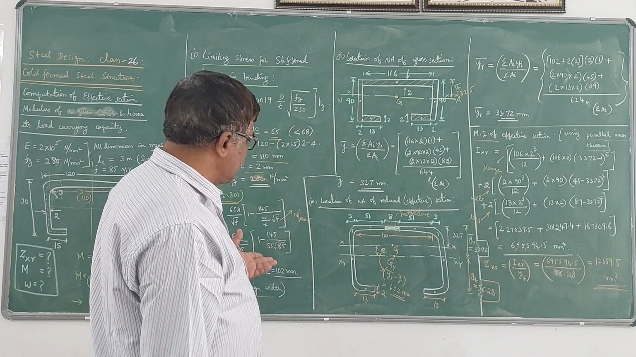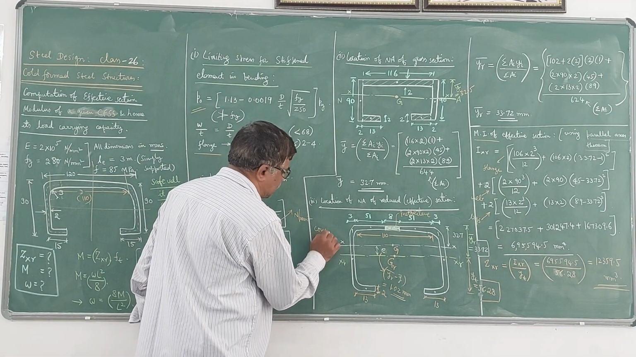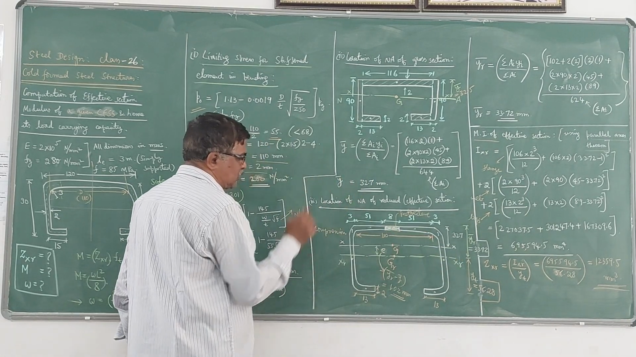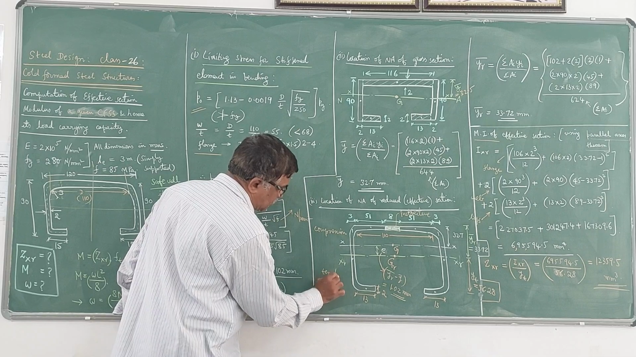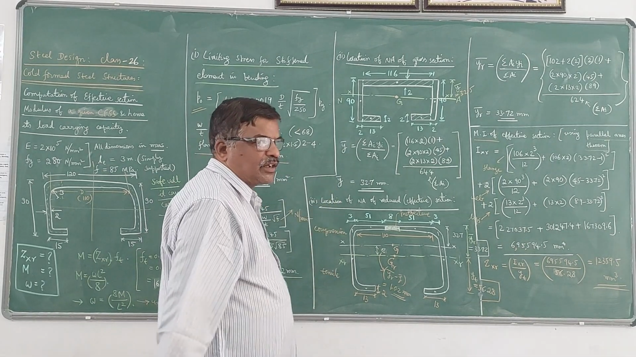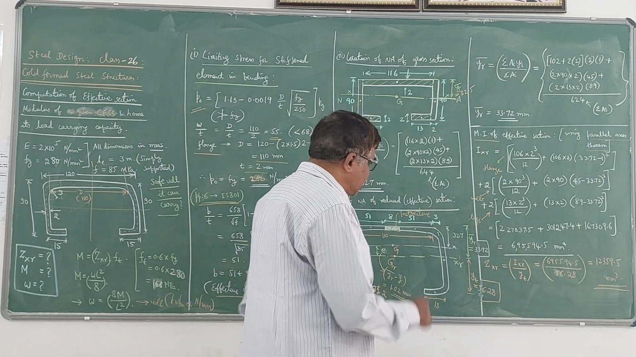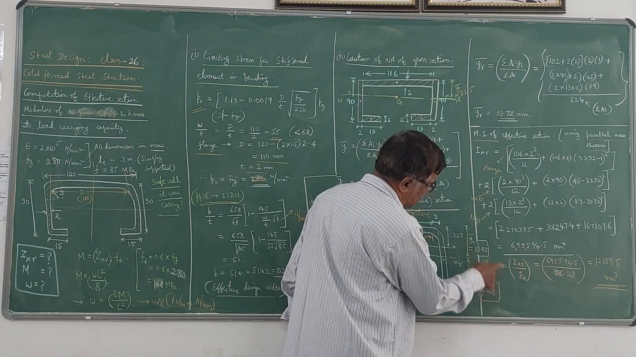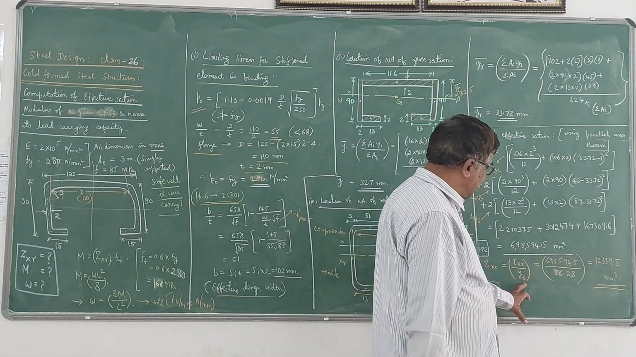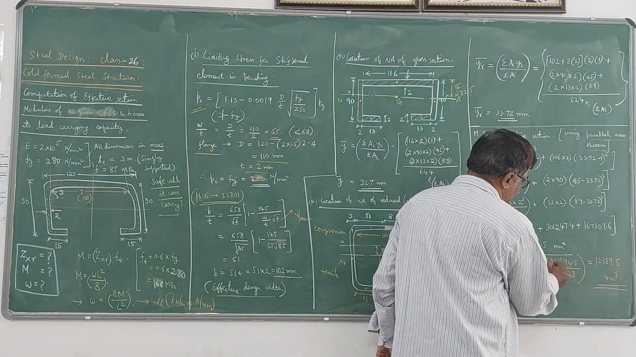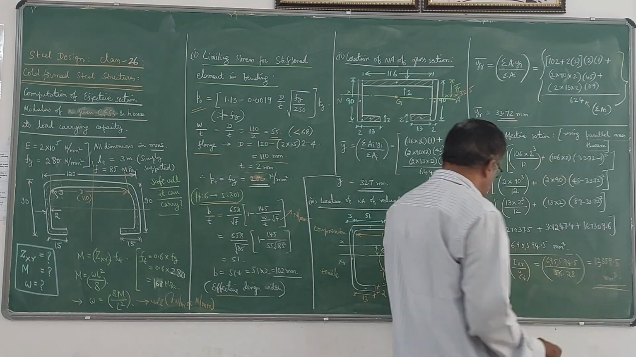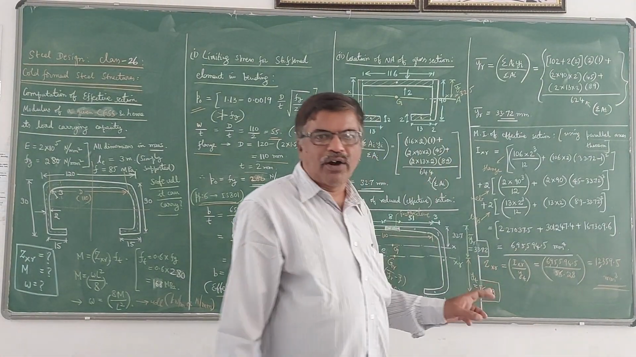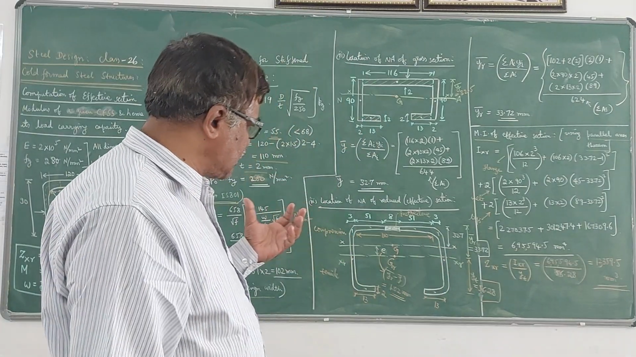Now once you get IXR, you divide it by the farthest fiber. Here I have taken the tension side. The top is subjected to compression because it is a simply supported beam: top fibers above the neutral axis are in compression, bottom fibers in tension. You can take any one side of the neutral axis. On the tension side, this distance YT is 90 minus 33.72, which becomes 56.28. When you divide I by YT, you get ZXR, the effective section modulus of that section with respect to the x-axis.